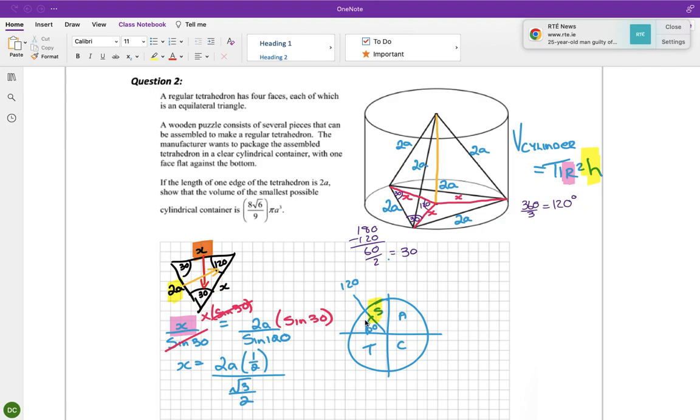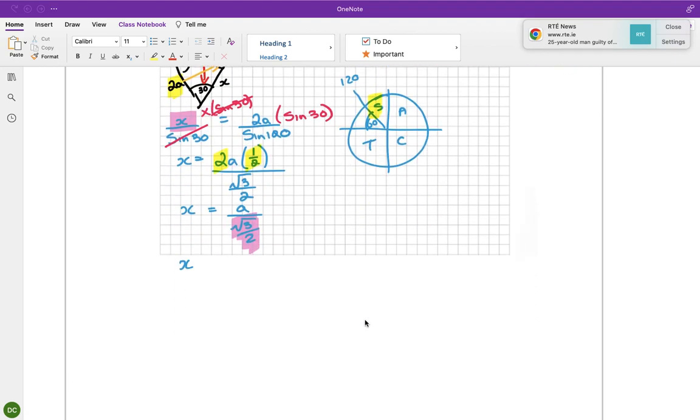So this by this is just 1, so that's just a. And then root 3 over 2. And then I can KFC this because I'm dividing by a fraction. So, sorry, I can KFC that because I'm dividing by a fraction. So it's a multiplied by 2 over root 3. And then if we top by top, bottom by bottom, it's 2a over the square root of 3. Yeah? And that's the radius.